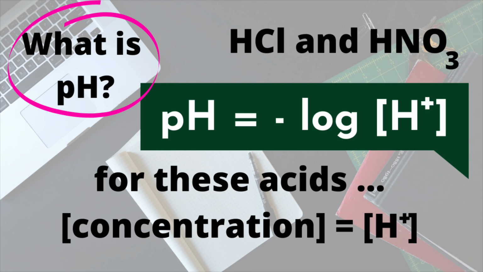For example, if I knew I had a 0.3 mole per decimeter cubed concentration solution of hydrochloric acid, well, that solution would have a 0.3 mole per decimeter cubed concentration of H+. Then all I have to do is put that number into the calculation you can see on screen. Let's have a look at how we would do that on a calculator.